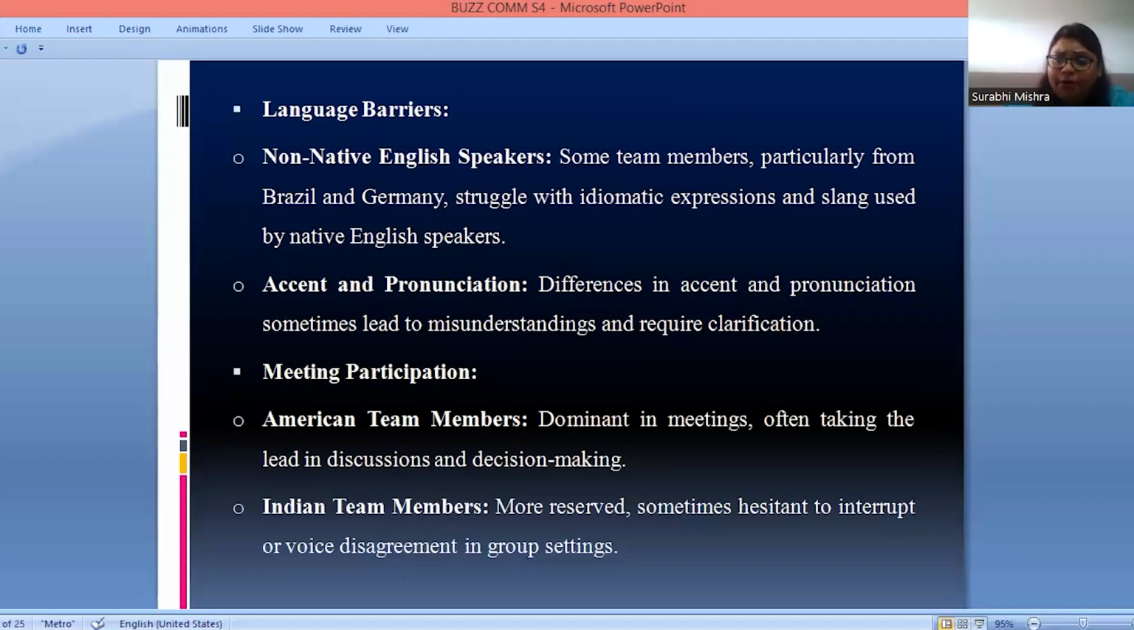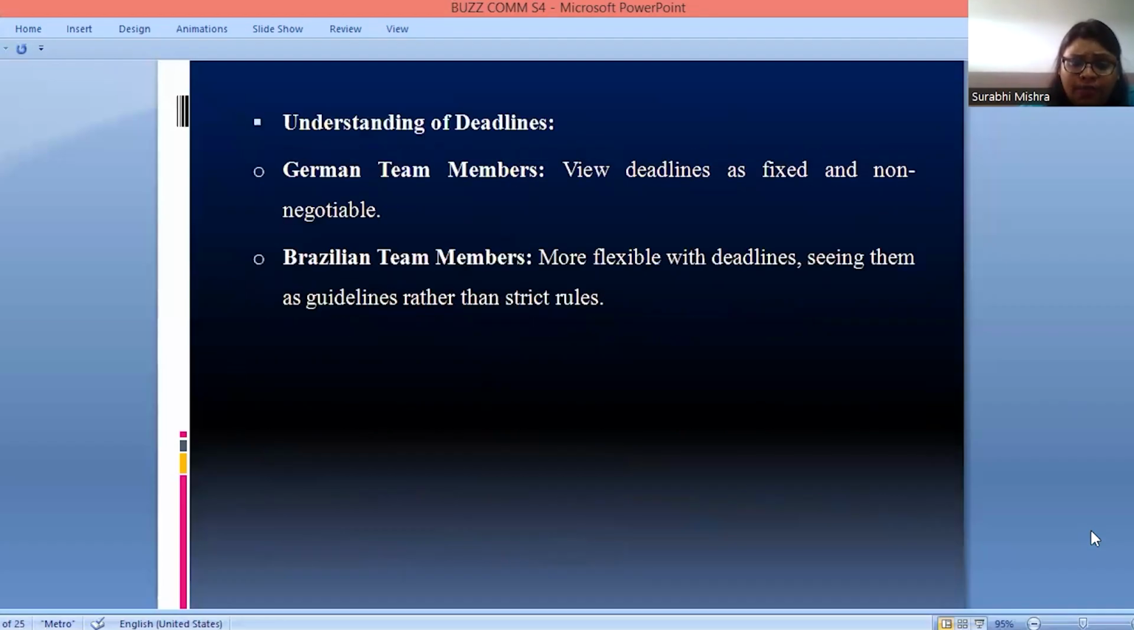And here what happened in the meeting: the American team members started to dominate and interrupt in discussions and in decision making. But Indian team members were more reserved at that particular point of time because they don't want to create any dispute in the meetings, or ruin the harmony of the team. So they try to stop communicating their feelings. They were hesitant to interrupt or voice disagreement in group settings. So this is the difference in meeting participation of both these members.